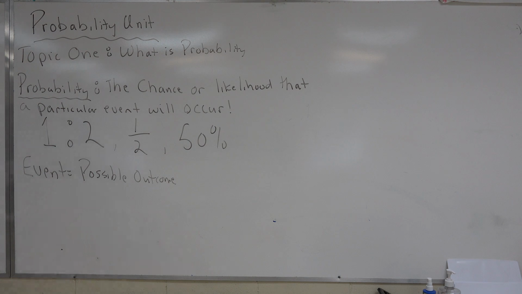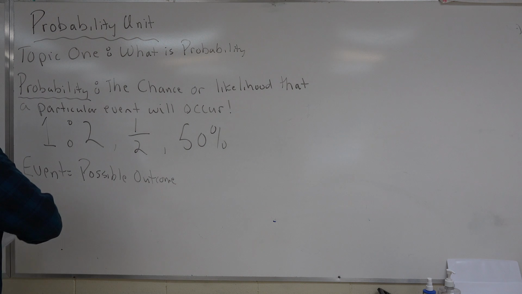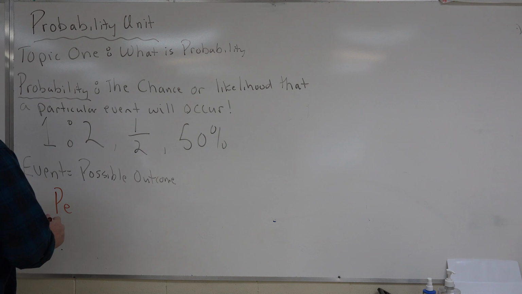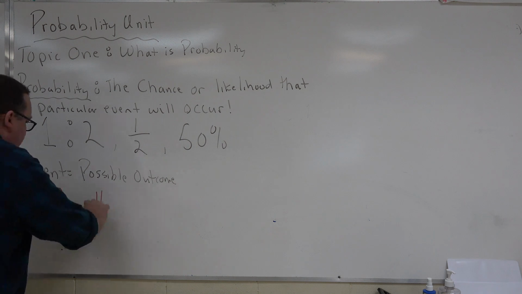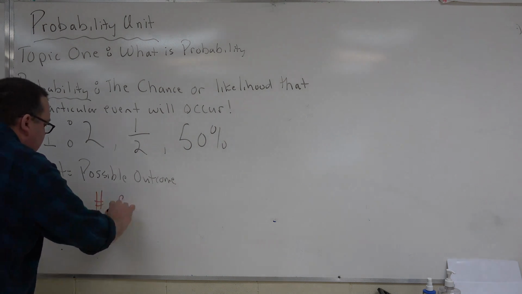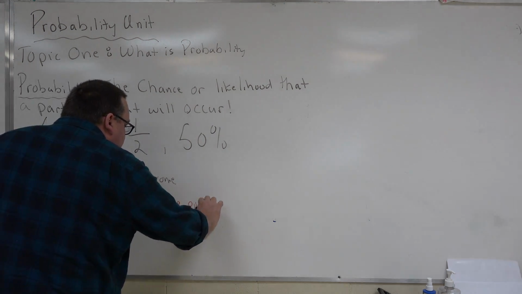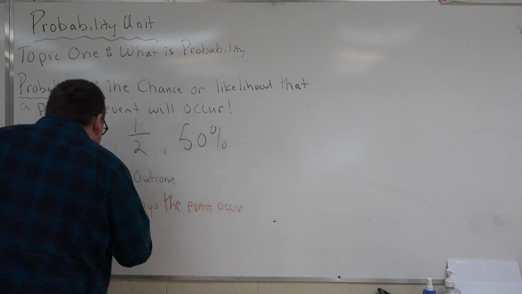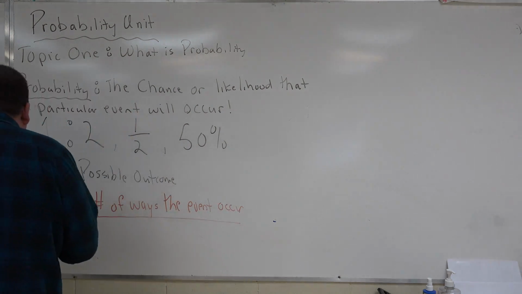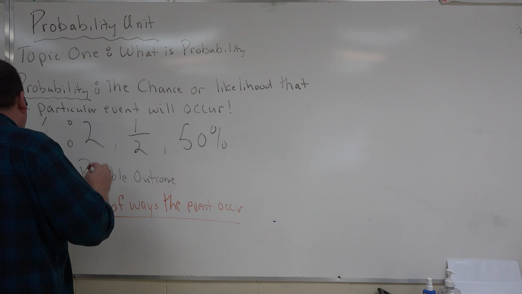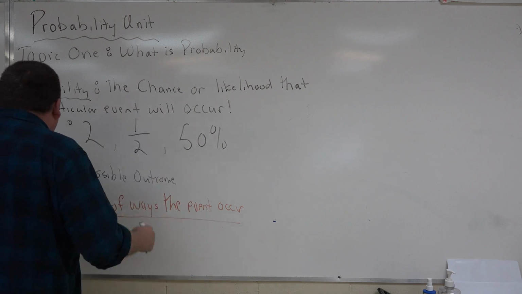Now, I'm going to probably use a different color marker because my black marker is dying. So what I'm going to do is use a brown one so you can possibly see it here. So I'm going to use a short form, PE. Probability of an event equals the number of ways the event can occur, over the total number of possible outcomes.